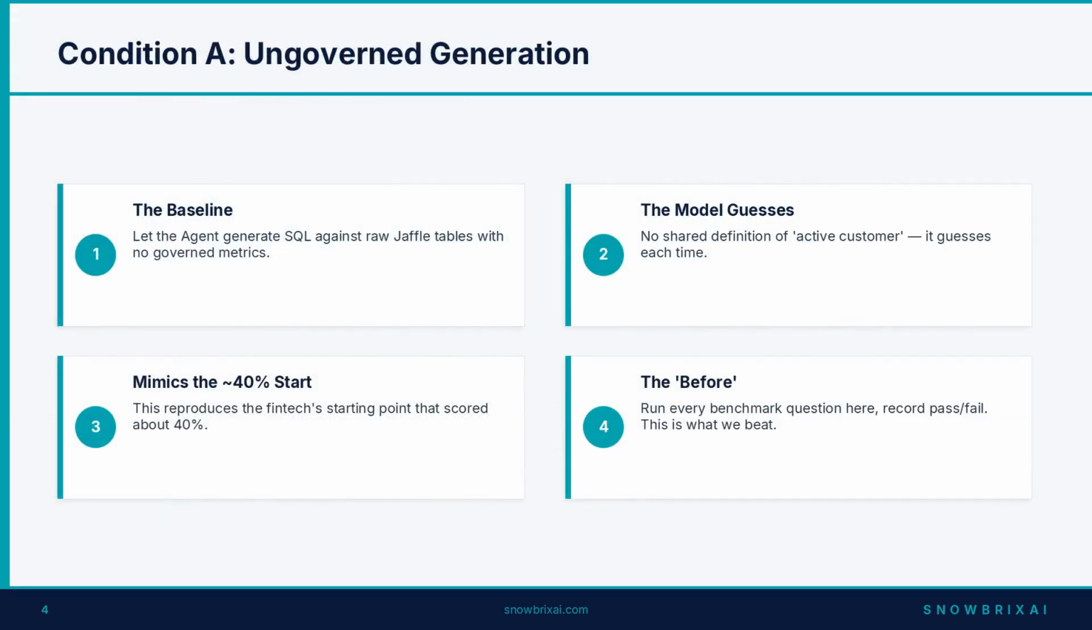Condition A is the baseline. Let the agent generate SQL straight against the raw Jaffle tables with no governed metrics. So there is no shared definition of an active customer. The model just guesses every single time. This is the fintech starting point, the one that scored about 40%. Run every benchmark question here. Record pass or fail. This is the before. This is what we are trying to beat.